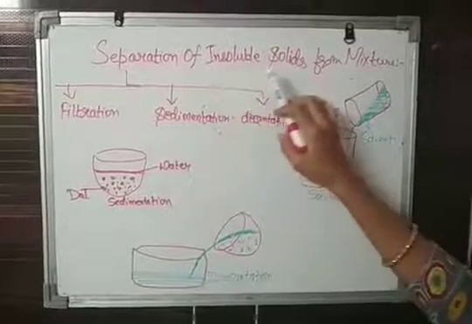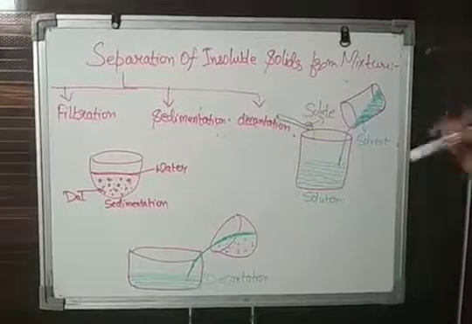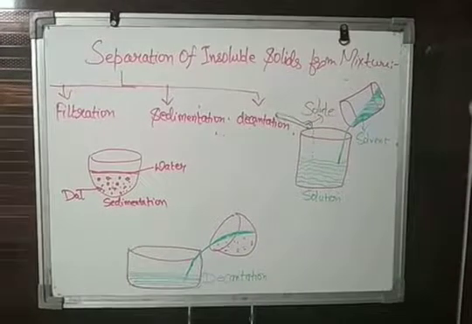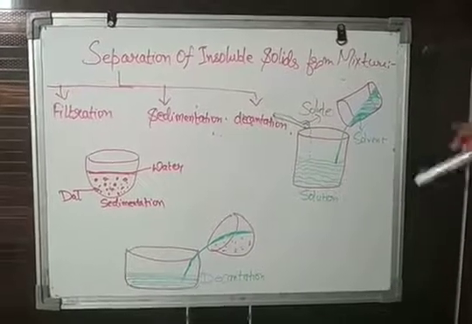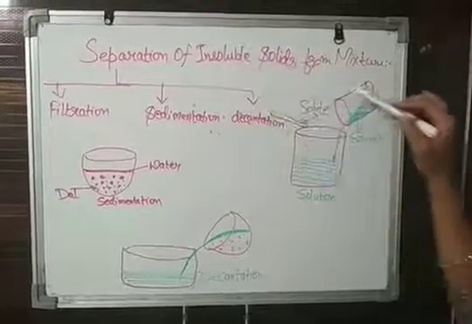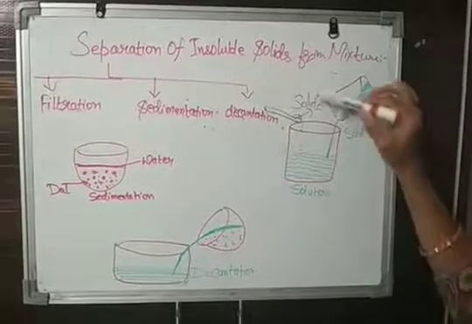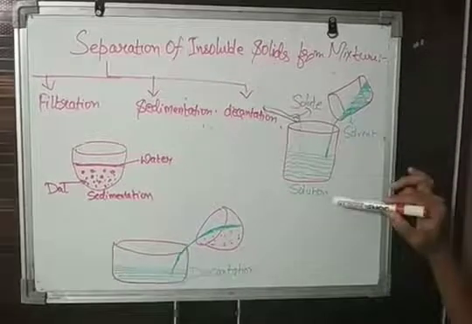Separation of insoluble solids from a mixture. Those solids which are not soluble, which do not actually mix and are visible, come in the category of insoluble solids. You could see in the figure, there are three things: solute, solvent and solution.